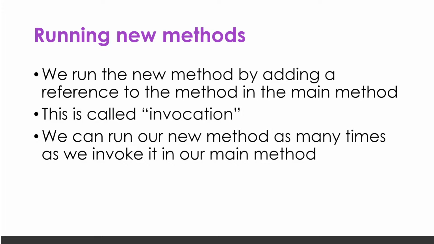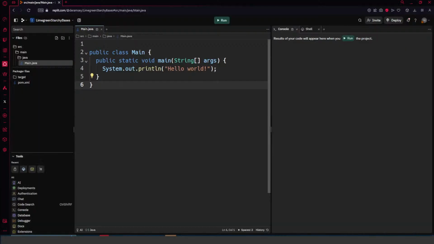So when we run the new method by adding a reference, or I tell you what, I'm getting a little bit ahead of myself here. So let's write a new method, and then let's look at running a new method. Right? I'm getting a little bit ahead of myself here. So let's take a step back and let's write a new method. So let's say I'm going to want to still do a hello world, right? I'm going to want to still do a System.out.println hello world, but I'm going to want to put it in another method. All right, so let's take it out of here.